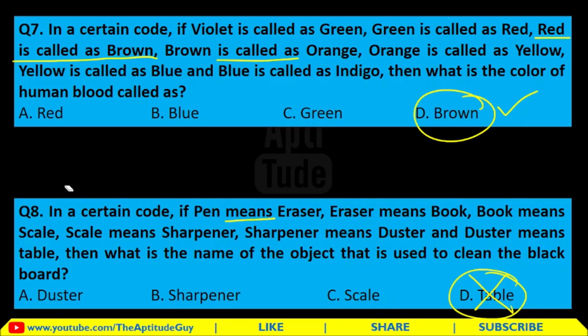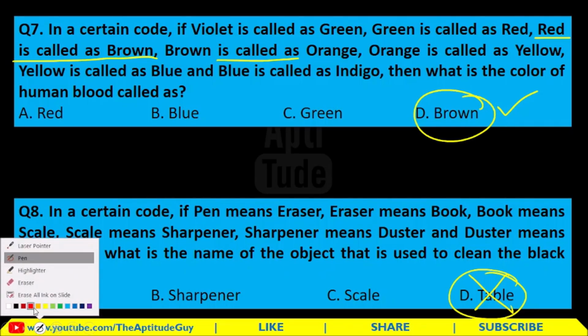Now, why didn't it work out for 8? If at all you got table as the answer, what did you do? You read the question the same way. What is the name of the object that is used to clean the blackboard? Of course, a duster. And then you read duster means table, and so you mark table as the answer. But that, unfortunately, is the wrong answer.